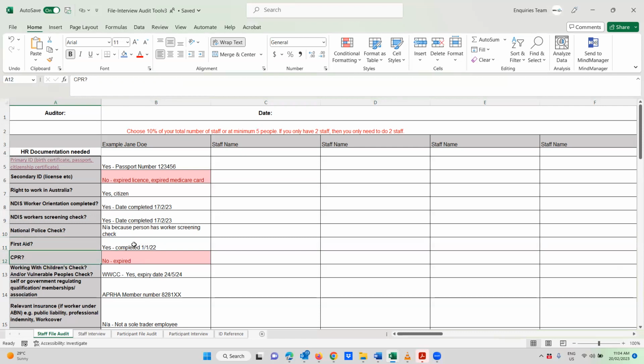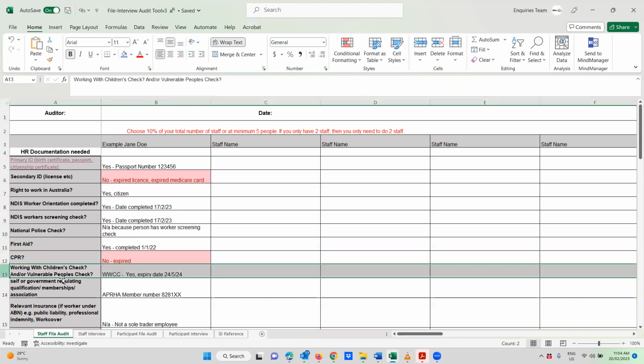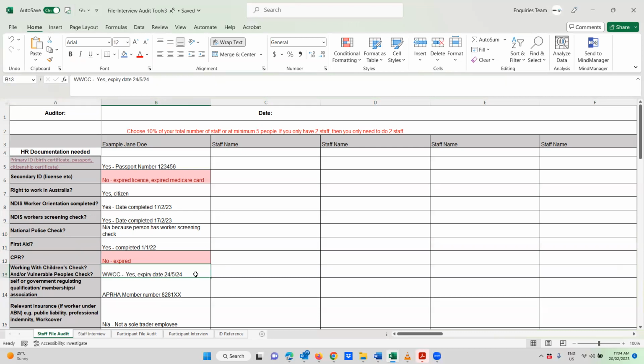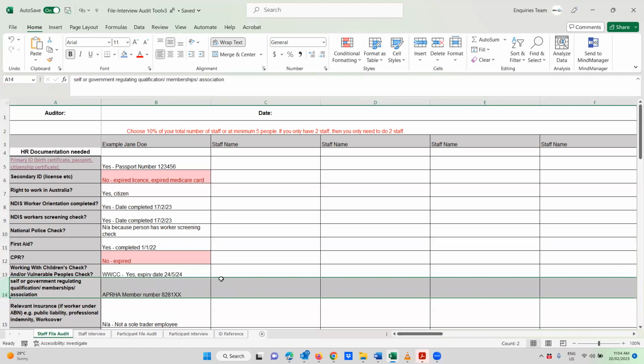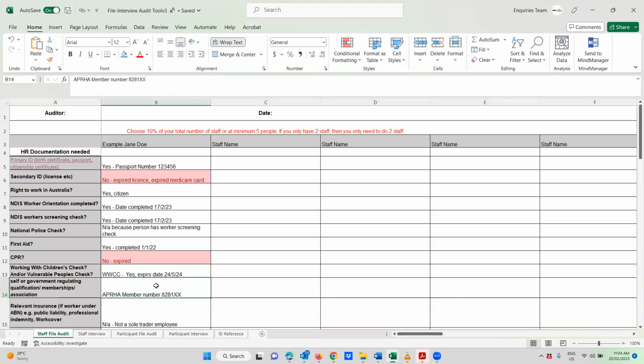So here you can see we've said yes, completed on such and such a date. CPR, no, it's expired, so it's non-existent. An old CPR certificate that's expired is not a CPR. Working with children check. It's once again yes, and 24th of the 5th, 24. Those who are self-governing in terms of your social workers, they have their own association. So we're looking for the actual evidence that that certificate is in that person's file.